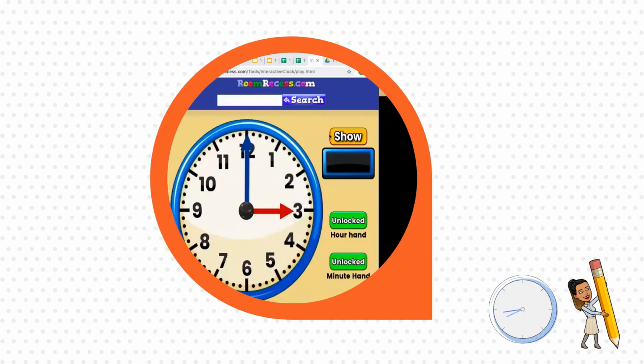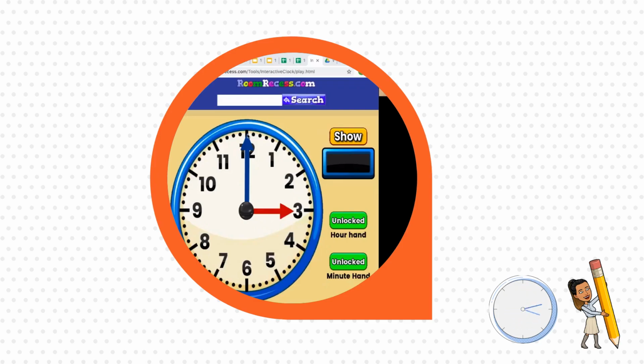Kipsters, let's see what time this clock is showing us here. I see my hour hand, which is the shorter hand, is on 3. And I see the minute hand is telling us no extra minutes have passed. So it shows us that we are at 3 o'clock.